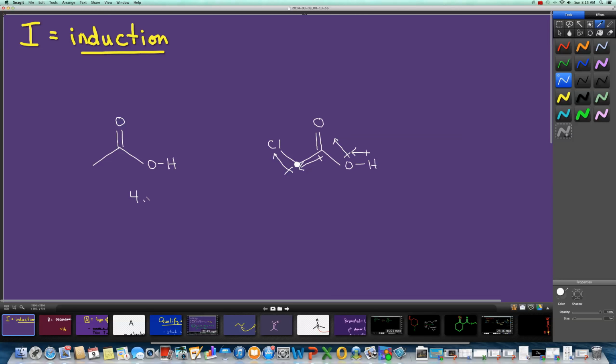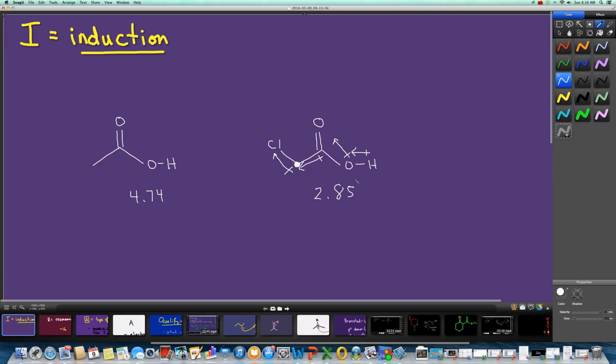pKa 4.74 versus pKa 2.85. That means this is almost 100 times more acidic by placing a single chlorine atom. Now obviously the more electronegative it is, the better, and the closer it is to the acidic hydrogen, the better. If we go back to our previous example, induction plays no role in explaining why ethanol is a less acidic compound than acetic acid.